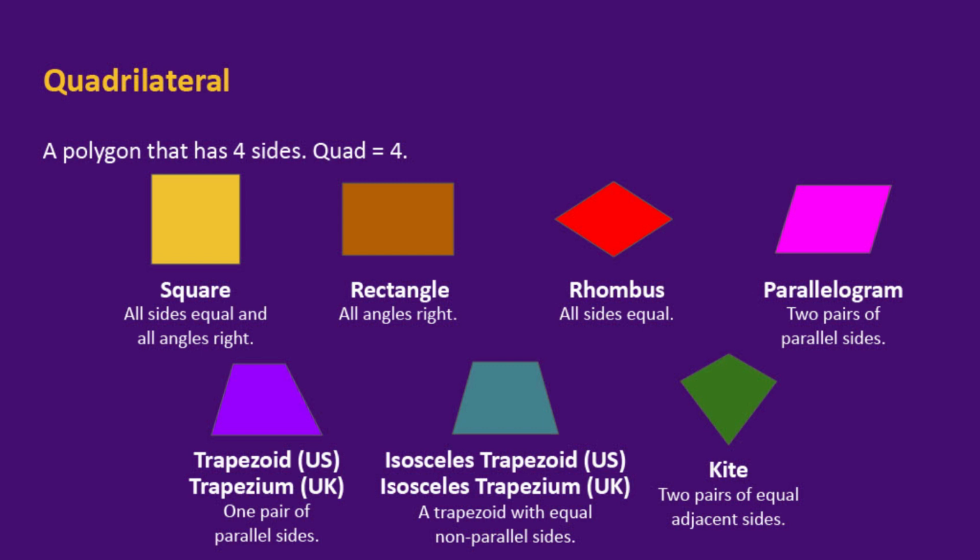A trapezoid, which has only 1 pair of parallel sides. That's what it's called in the US, but it's always called a trapezium in the UK. An isosceles trapezoid as it's called in the US, or an isosceles trapezium in the UK, which is a trapezoid in which its non-parallel sides are of equal length, and a kite, which has 2 pairs of equal adjacent sides.